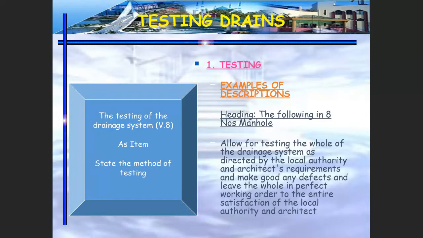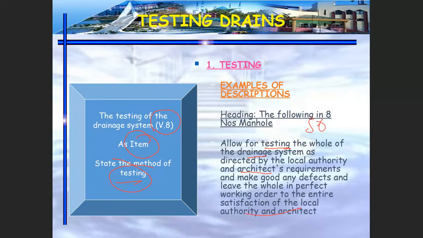testing. Okay, so for the testing under section V.8, you have to measure as item. No measurement needs to be carried out other than writing the description by stating the method of testing. If this testing method is not being stated, we can write down testing the whole drainage system as directed by the local authority and also the architect's or SO's requirement. Architect is for private project and SO is for government project, superintending officer.